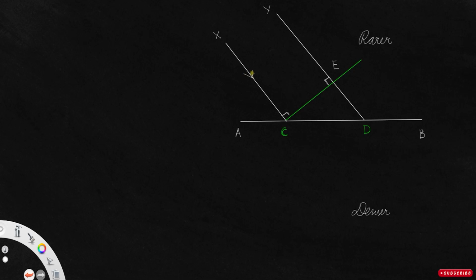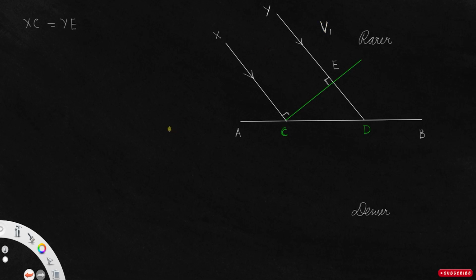Clearly the parallel rays, that is XC and YE, are equal. By symmetry we know XC is equal to YE, because these two rays are in the rarer medium, so they have the same velocity. Let the velocity be V1.